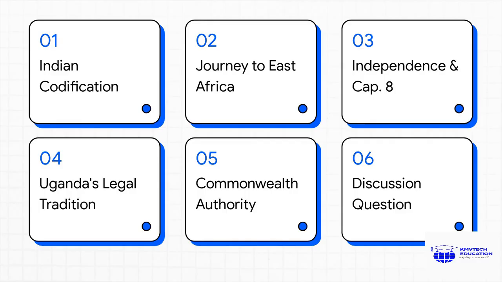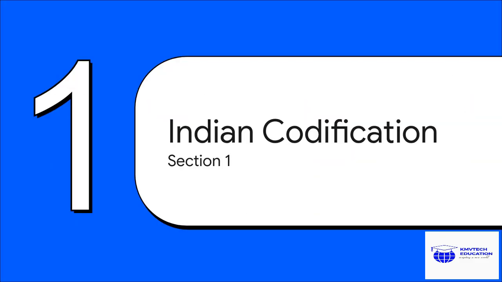Here is a quick roadmap of what we'll be covering today. We'll start with the Indian Codification Project, then track its journey to East Africa, discuss independence and Cap 8, explore how Uganda built its own legal tradition, look at persuasive Commonwealth authority, and finally end with a big discussion question. Let's start right off with Section 1, the Indian Codification Project.